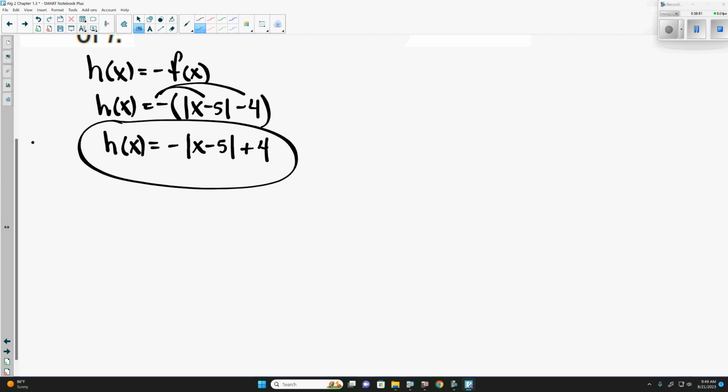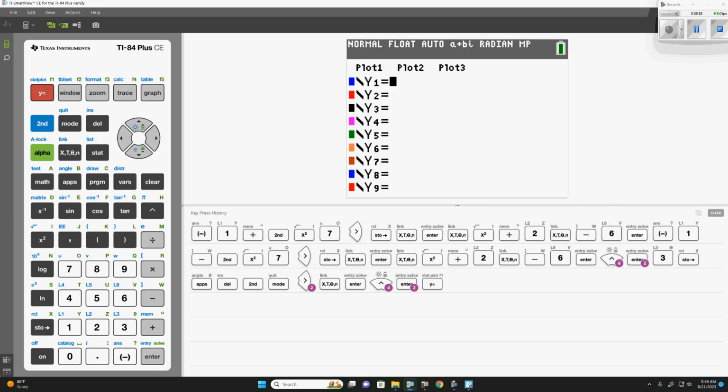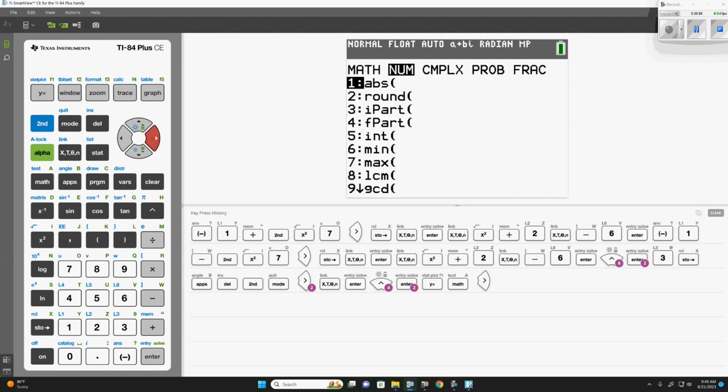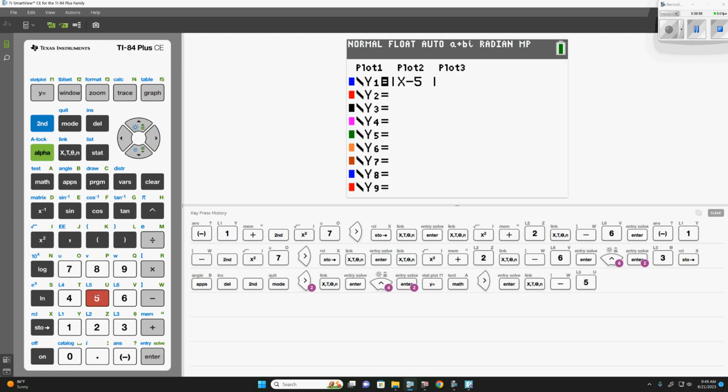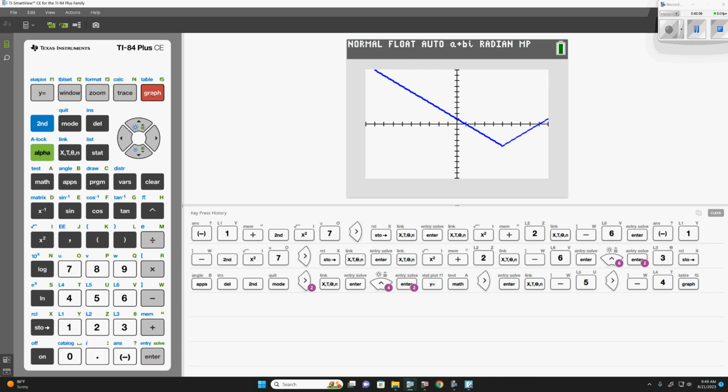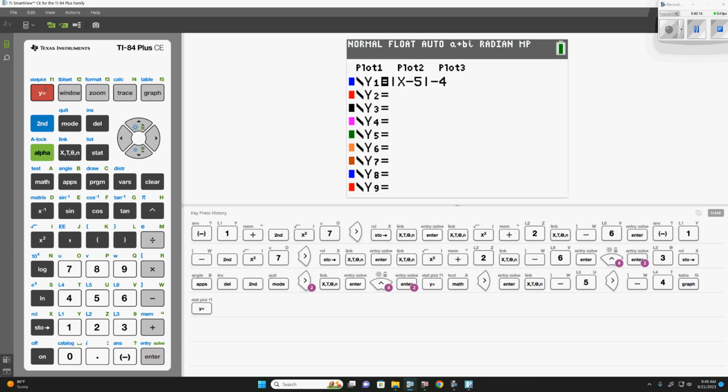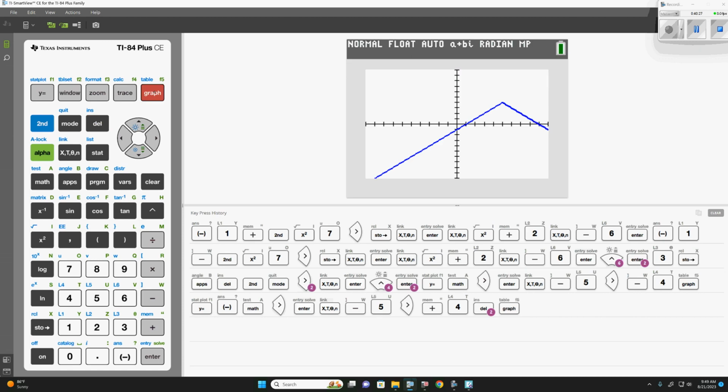Okay. X minus 5, because I think it was minus 5, wasn't it? Graph. So I'm going to show you this here, guys. We didn't do it with all of them, but this is the graph of the last one we looked at. And if we apply the transformation to it, negative absolute value of x minus 5 plus 4. It flipped it upside down.